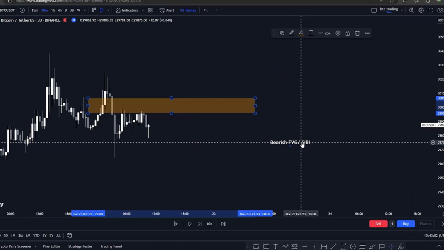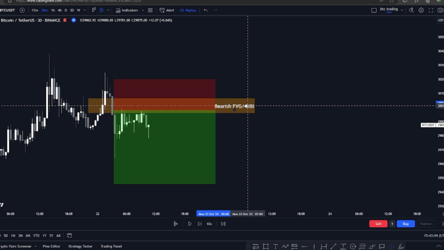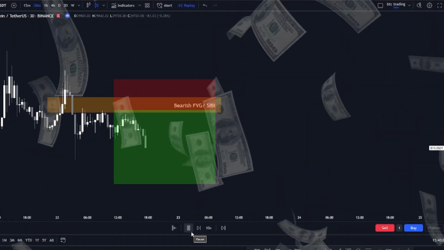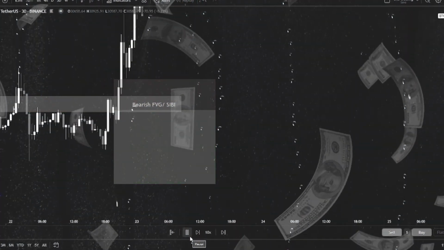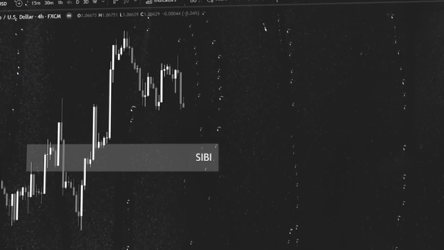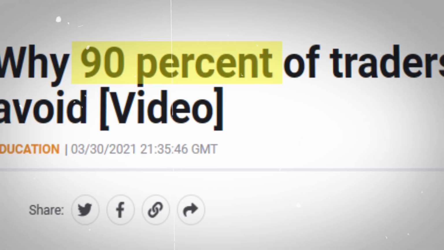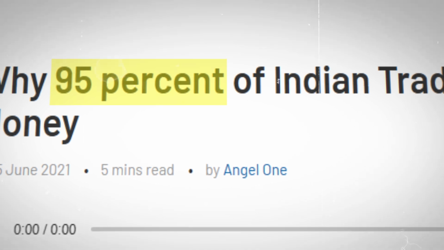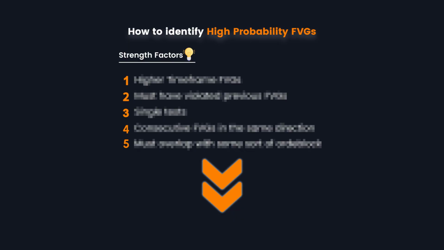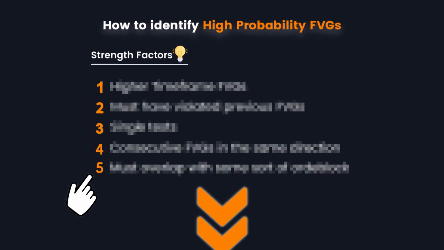Has it ever happened to you that you marked an FVG, waited for price to tag it and then took a trade, but instead of making money, the trade hit your stop loss because the fair value gap didn't hold? Don't worry, as this happens to 99% of the traders out there, as they forget to take into consideration these 5 steps before marking the FVG.